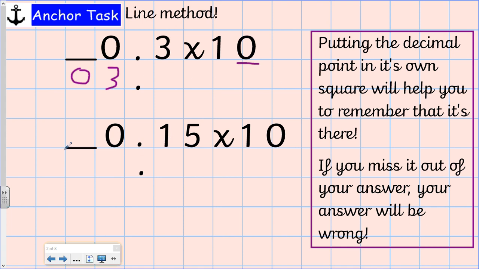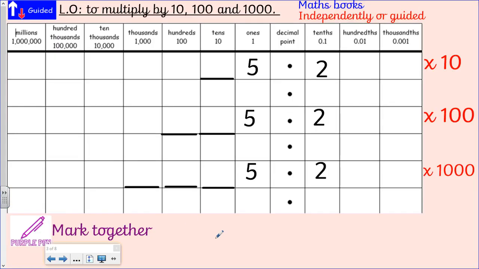And on this one, we move the 0 over first, the 1 over, and then the 5, and we end up with 1.5. If you were writing that out, you don't need to put that 0, and you don't need to put that 0, but you do need to move them across to make sure you've got everything in the right place. Okay, we'll whiz on to the next thing.